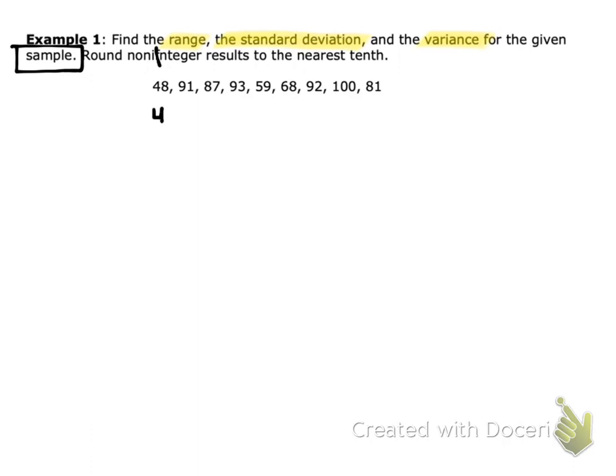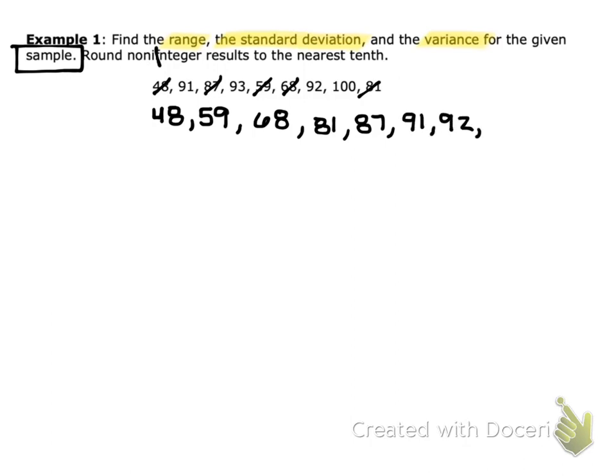We're going to start by putting the numbers in order from least to greatest. So we have 48, 59, 68, 81, 87, 91, 92, 93, and 100.